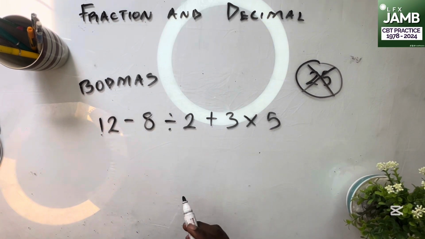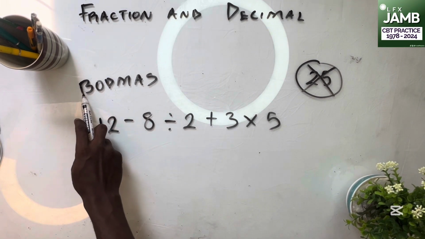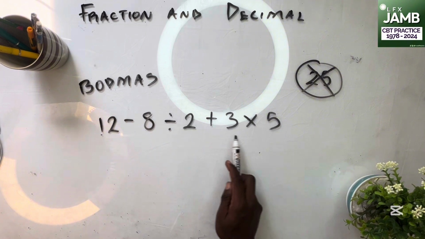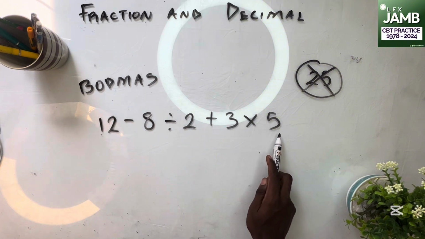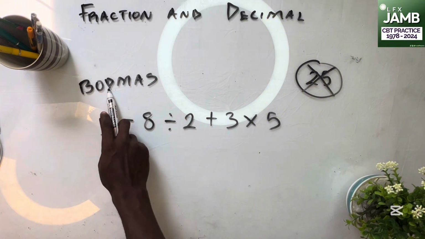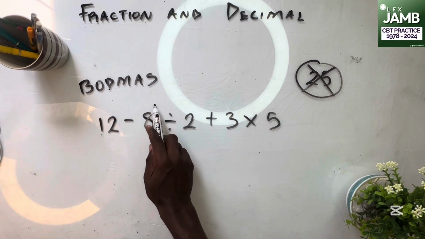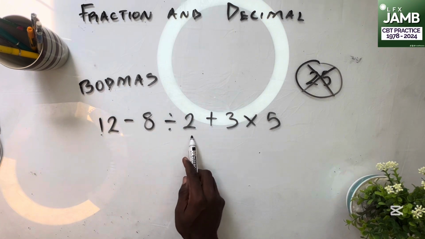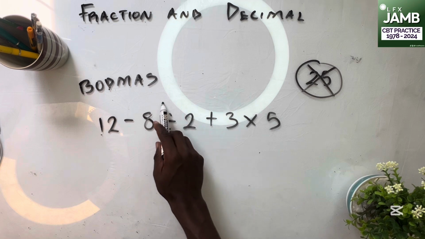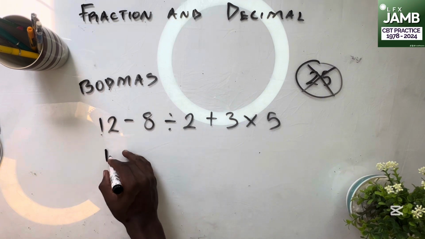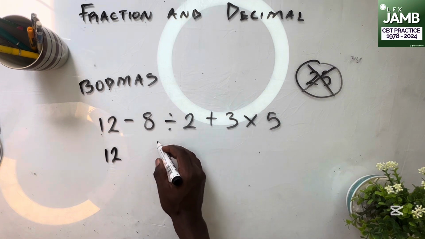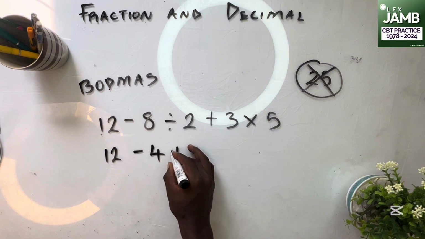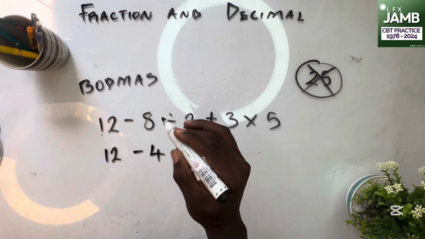Now, BODMAS says that we will find our bracket first. There's no bracket here, so we go to off. There is no off operation here. We go to division. BODMAS said we should divide first. You see that? We should divide first. So we'll be having 12 minus 8 divided by 2, which gives us minus 4, plus 3 times 5.